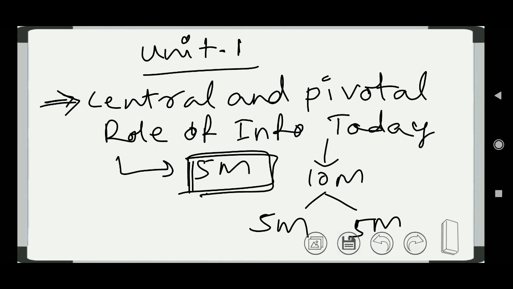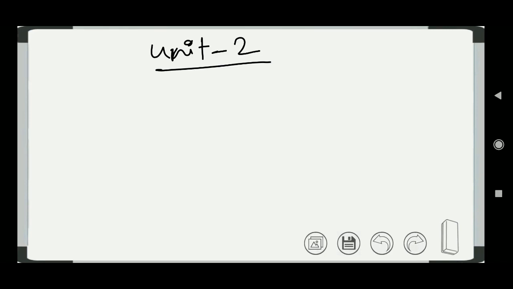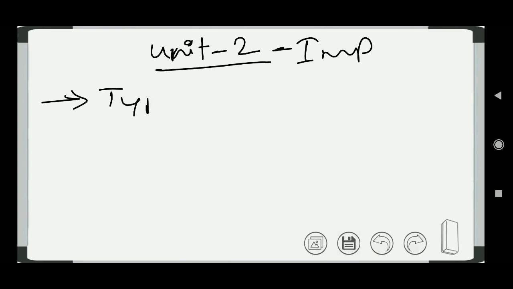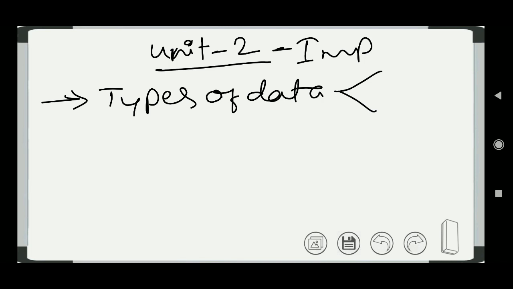Moving to the next unit, unit 2. This is a very important chapter, so definitely there will be one 5 marks question from this topic, so be prepared. A very important chapter. In this chapter, the types of data in science and social science, both are important here.